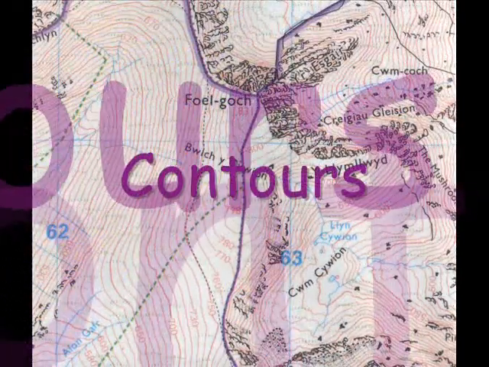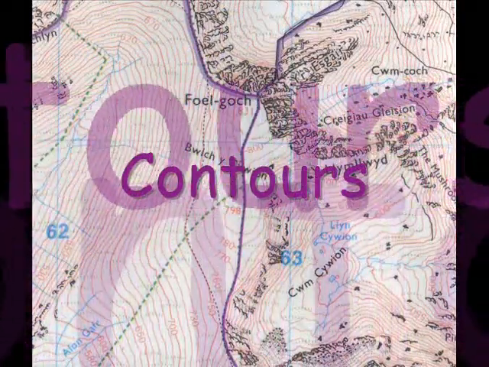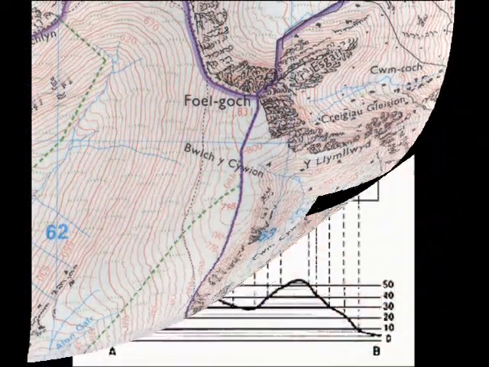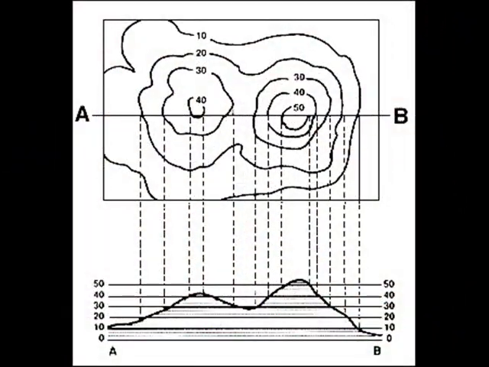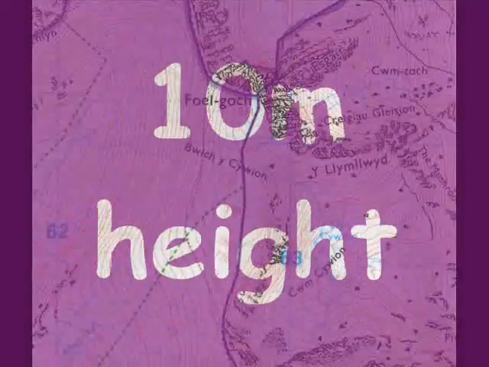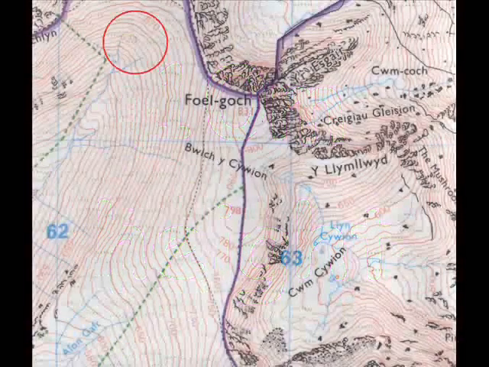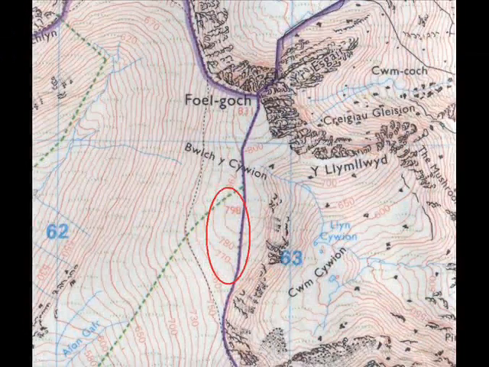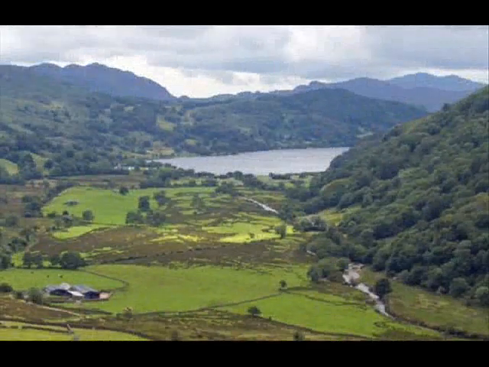Another main aspect of a map is the thin brown lines known as contours, which show the relief of the ground. They show heights of the land from sea level, and on a 1 to 25,000 map, each contour shows an increase in 10 metres in height. The closer the lines are together, the steeper the ground is. The further distance apart they are, the flatter the area is.